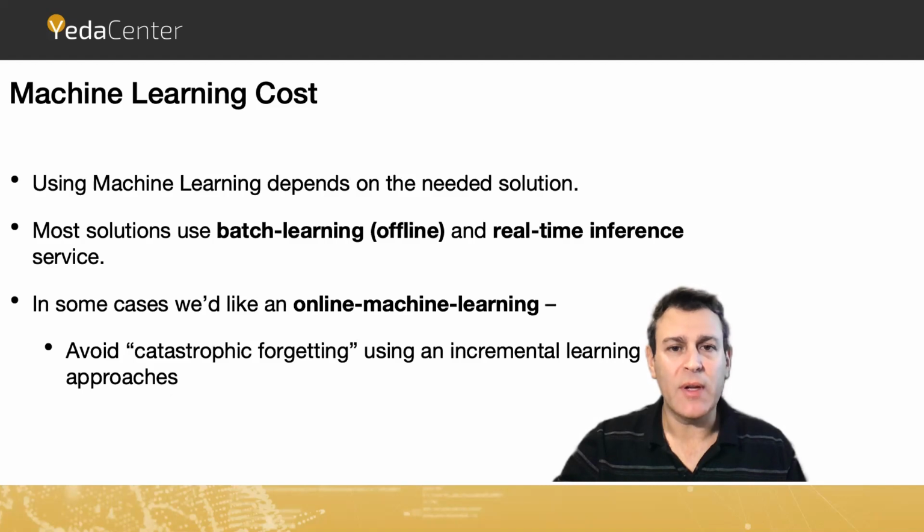So the machine learning model depends on the needed solution. Most of the solutions in the market today use some batch learning, offline learning, and a real-time inference. This batch learning usually requires you to hold a cluster in the cloud. This cluster comprises some kind of a Hadoop system with many computers, and it really depends on the amount of data that you need to run your training on. So usually in any cluster, you have some master node, core nodes, and task nodes.